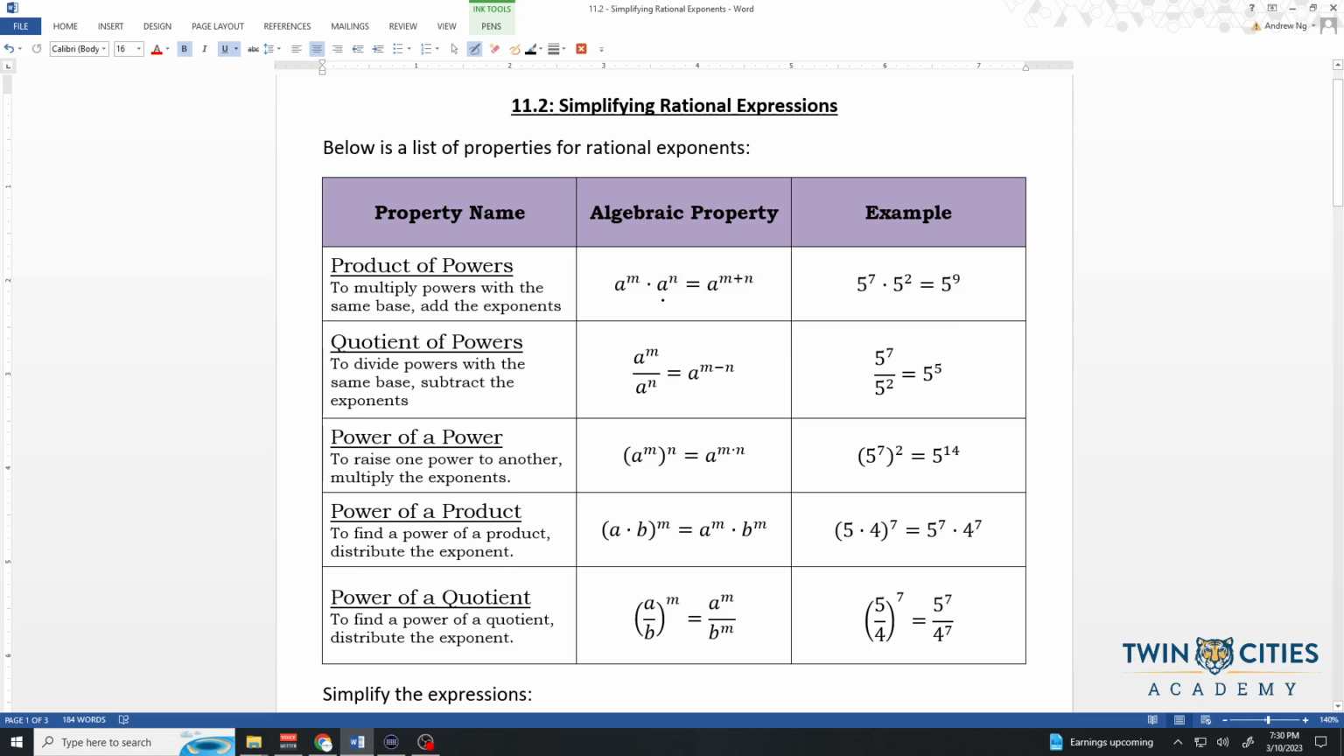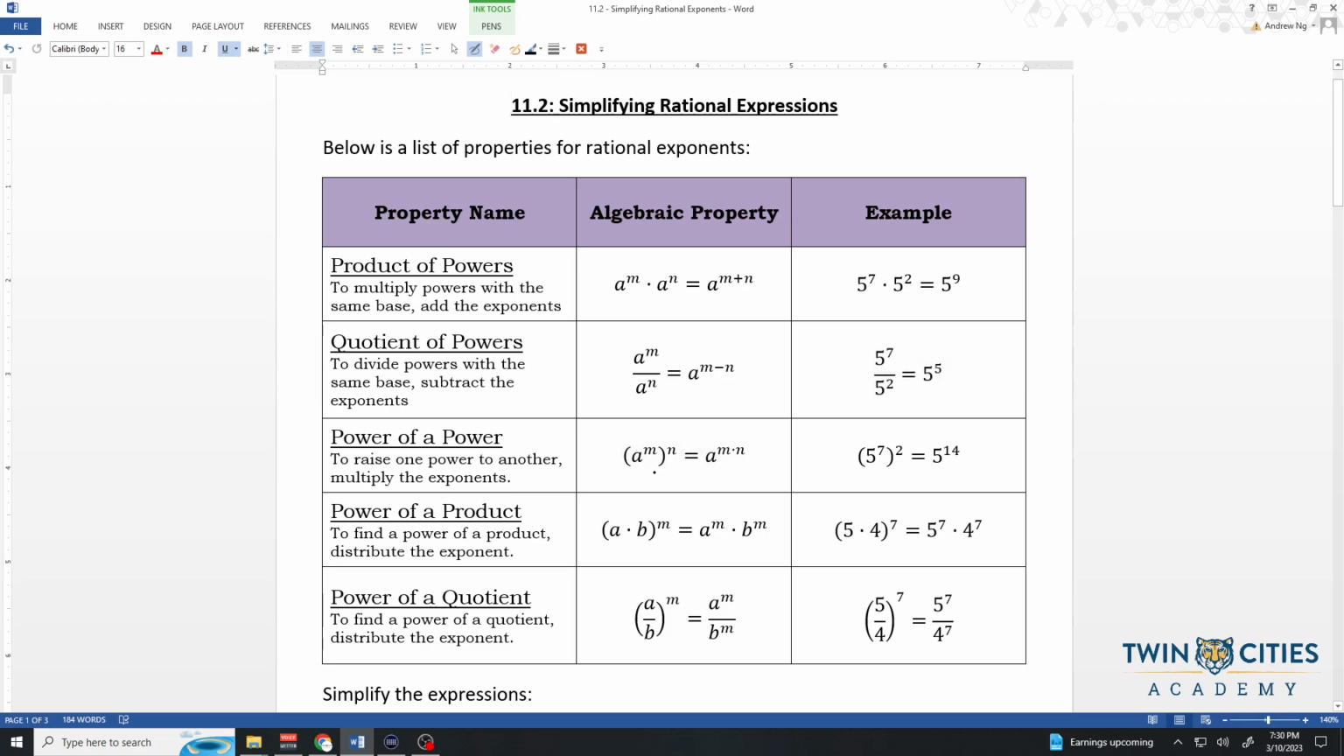Similarly, if I can multiply and then add the powers together, well, I can divide and subtract the powers. So a to the m over a to the n, m divided by n here. Then I've got a to the m minus n. Let's go back to using numbers. 5 to the 7th over 5 to the 2nd. This is 5 to the 5th because 7 minus 2 is 5.